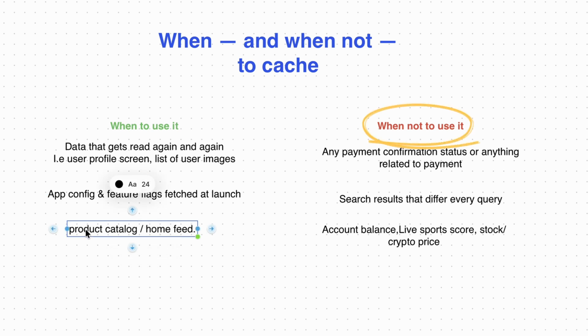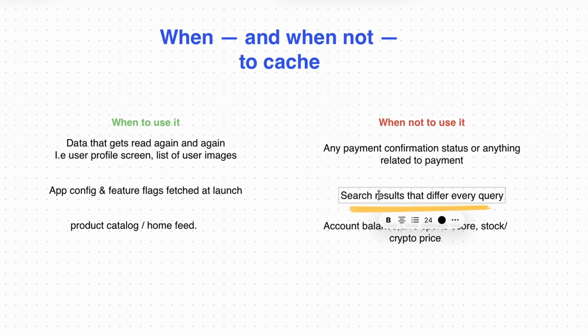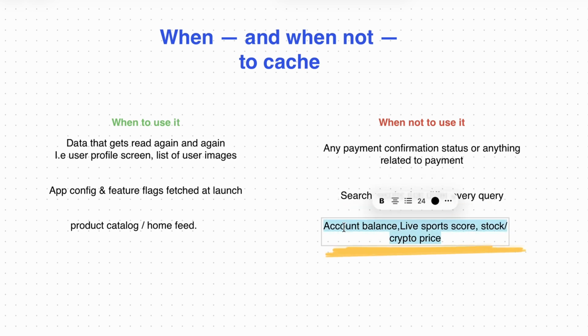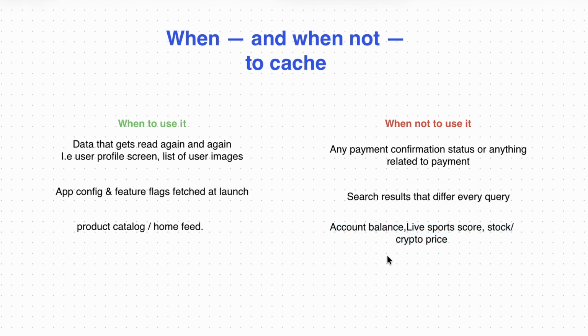Now, when not to use it: anything related to payment confirmation status or anything related to payment, always reflect what you are getting from the server side. Any search result queries, any kind of live balances such as account balance or live score, you always reflect what you have on the server side.